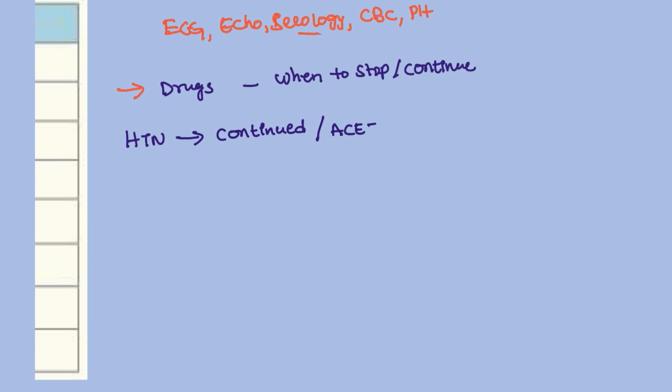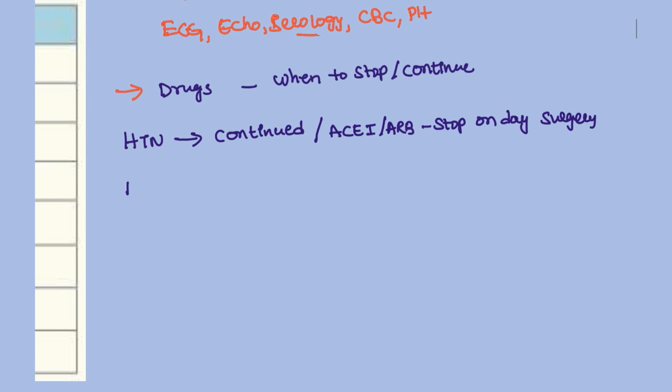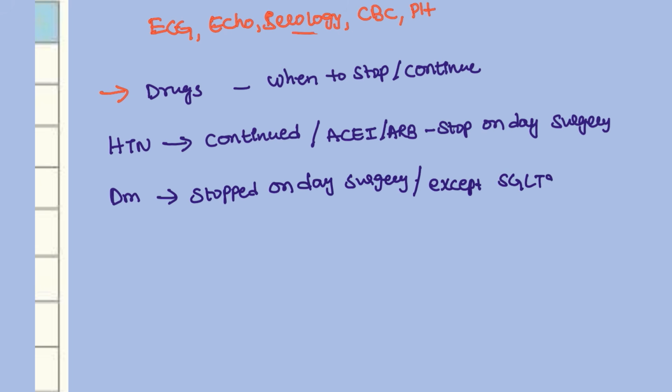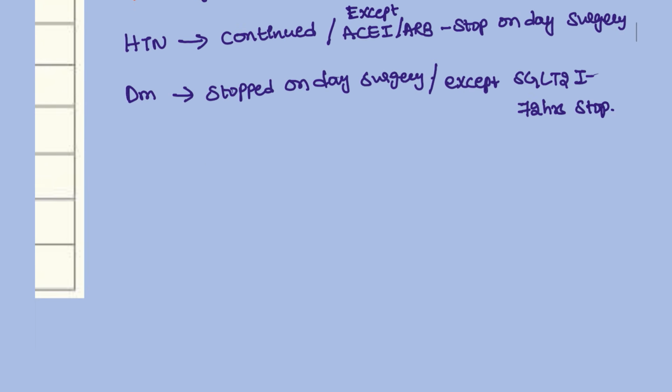For example, ACE inhibitors or ARBs. These drugs are stopped on the day of surgery. Next, diabetes mellitus: oral hypoglycemics or ultra short acting insulins. These are also continued. I'm sorry, these are stopped on the day of surgery. But another exception, SGLT2 inhibitors, are stopped 72 hours prior to the surgery. As I said, the exception is very important.